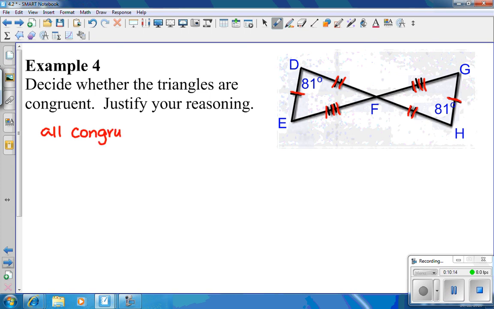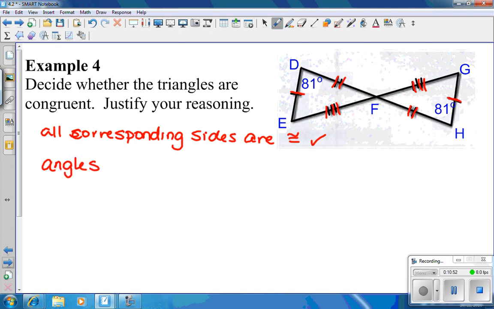You want to use corresponding, but all corresponding sides. And if you were more specific, you could write out the segment DF is congruent with the segment FH. That's fine. But all corresponding sides are congruent. Now we've got to look at angles. So now we have to look at our angles.